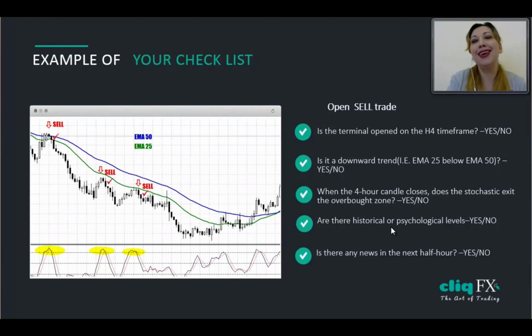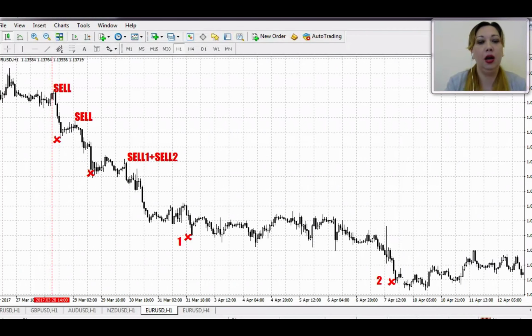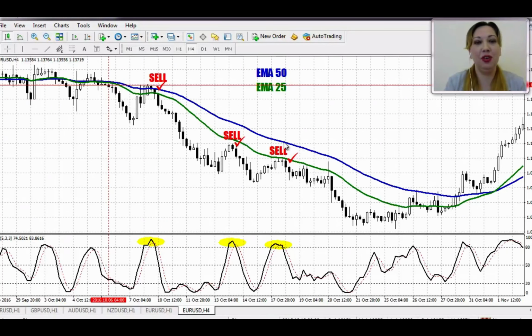Yes or no? And ladies and gentlemen, let's look at the terminal, how to work with it. For example, Euro USD. We check, yes, time frame is H4, so this point is fulfilled.